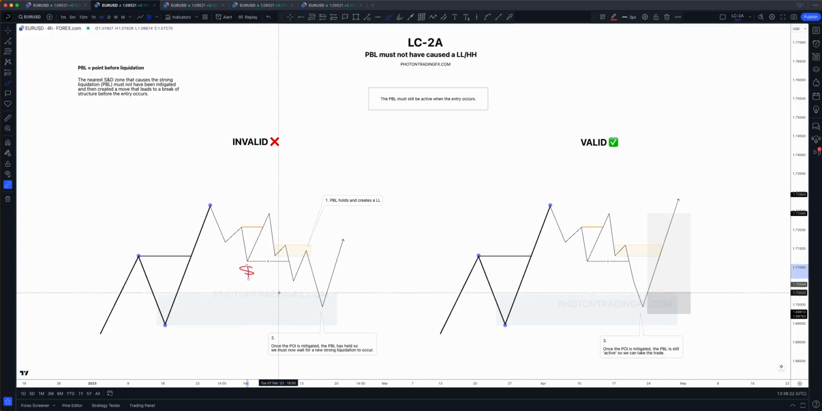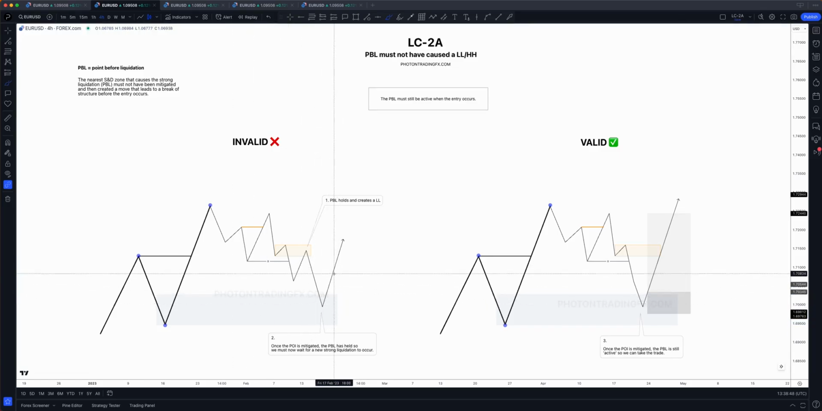Why we want to see this in front of our POI or within our POI is because if we think the big guys, the big institutions, want to buy from here and get long, what do they need? They need opposing liquidity to enter the market with minimal slippage. In other words, if you're going to be entering with a ton of buy orders around this level, you need a lot of people selling to you at this level in order to get into the market at the price level that you want with minimal slippage.